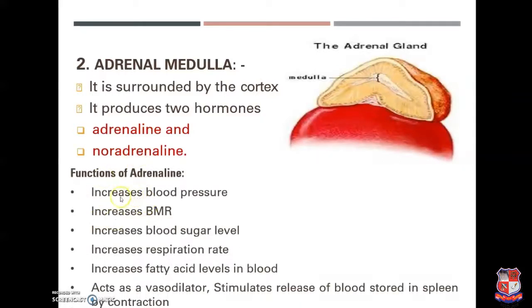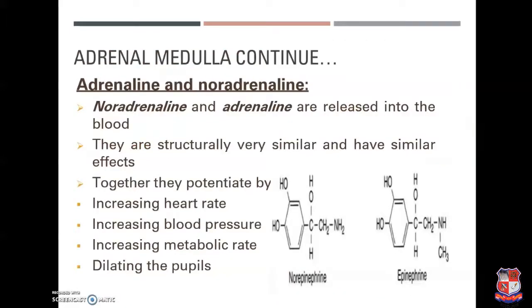Functions of adrenaline include: it increases blood pressure, increases BMR, causes increased blood sugar level, causes increased respiration rate, increases the fatty acid levels in blood, also acts as a vasodilator and stimulates release of blood stored in the spleen by contraction. Adrenaline and noradrenaline are released into the blood. They are structurally very similar and have similar effects. Together, they potentiate each other by increasing heart rate, blood pressure, and metabolic rate, and causing dilation of the pupils.